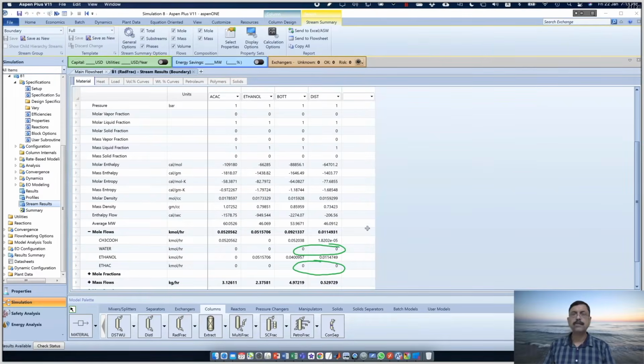Why so? Because we have never indicated that there is a reaction happening. In the inlet, we have given only the acetic acid and ethanol. We have not entered water and ethyl acetate. So there is no water and ethyl acetate in the distillate and bottom product because we have not stated that there is a reaction going on. We have to state that, then only Aspen Plus will understand that it is a reactive distillation. So for that, we have to make certain changes.